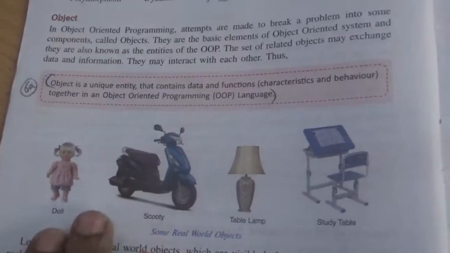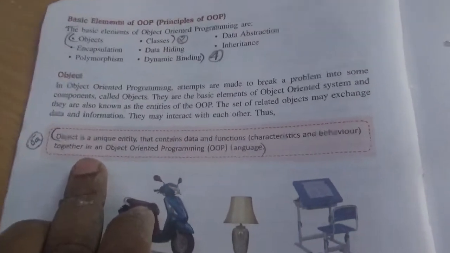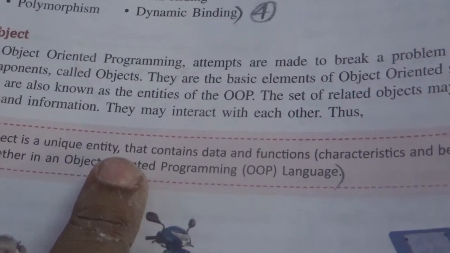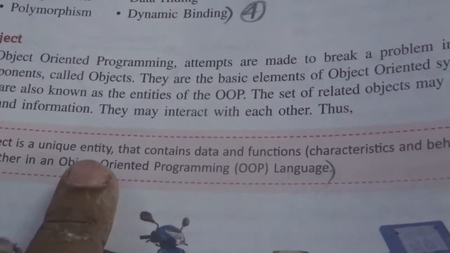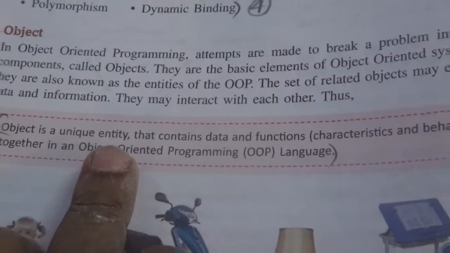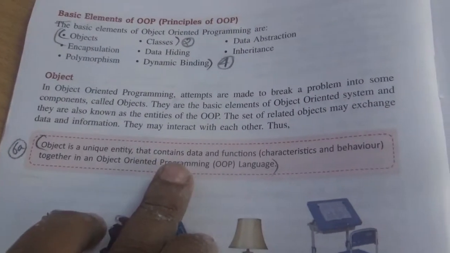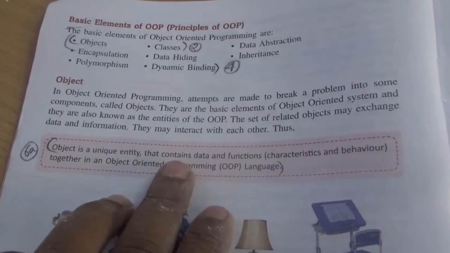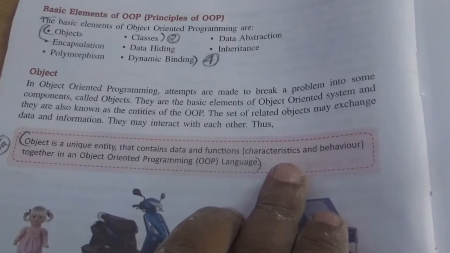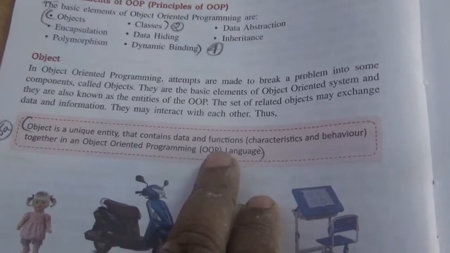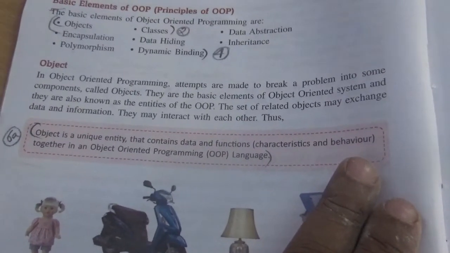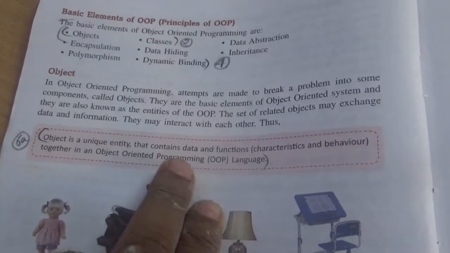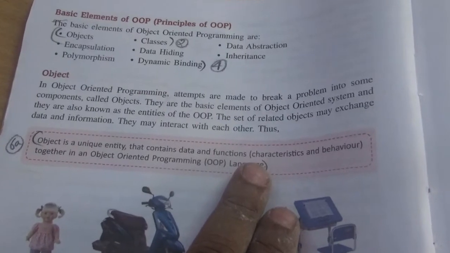So actually what is an object? An object is generally a unique entity that contains data and function. Data means generally its characteristics and function means behavior. So an object is a unique entity that contains data and function, right?